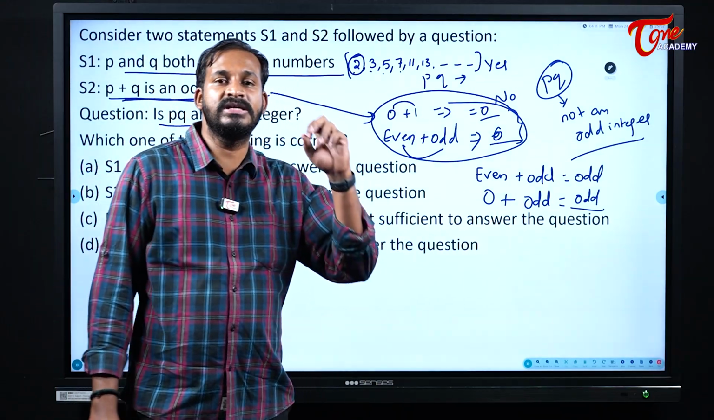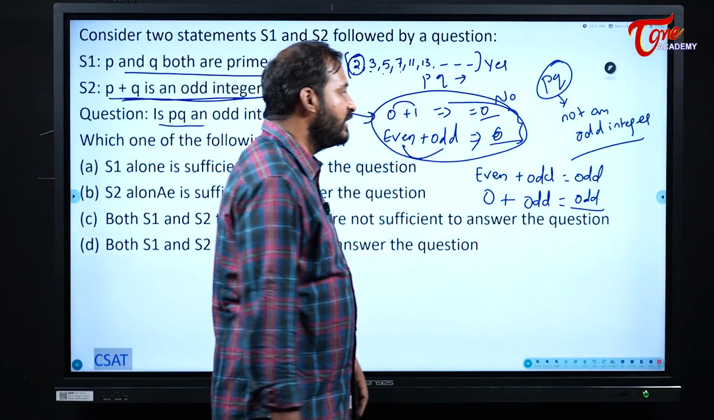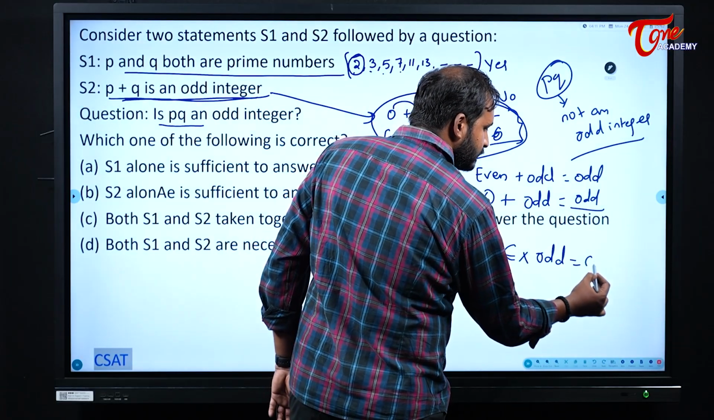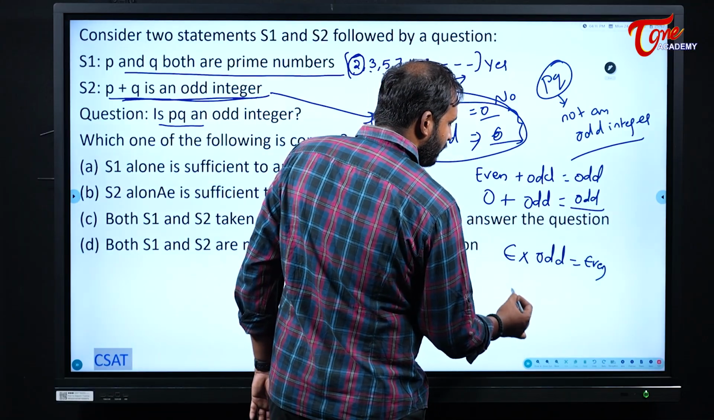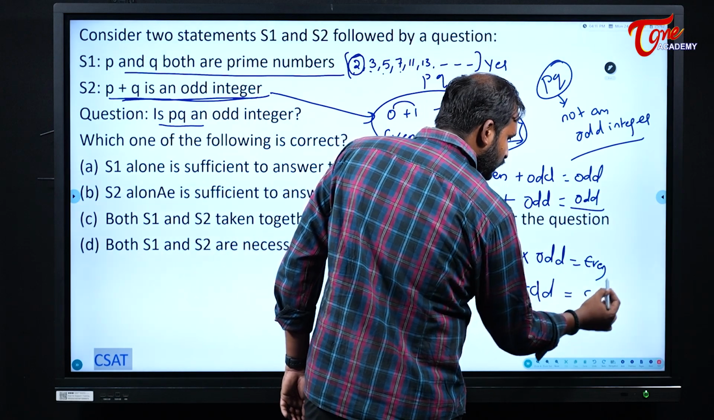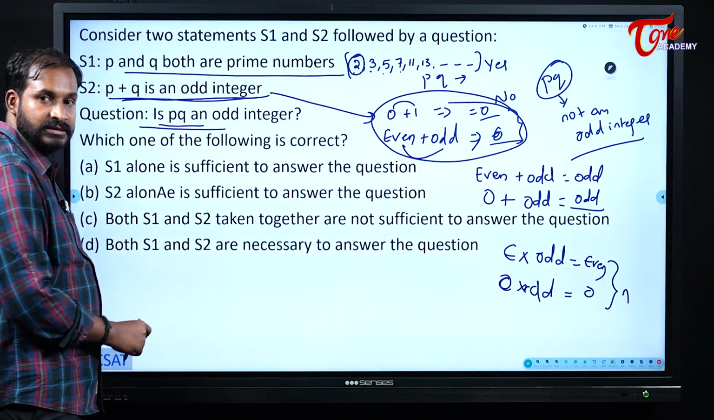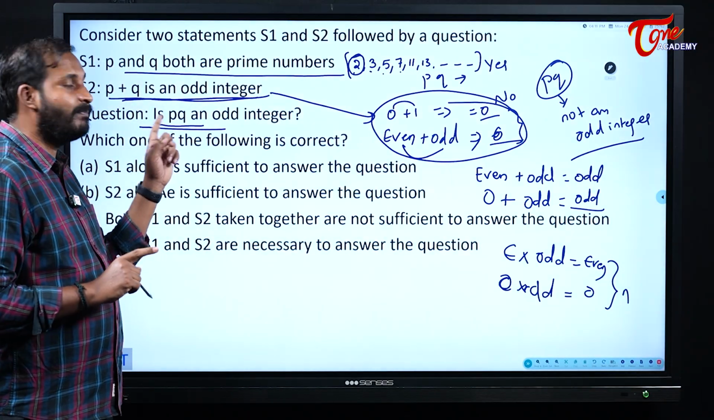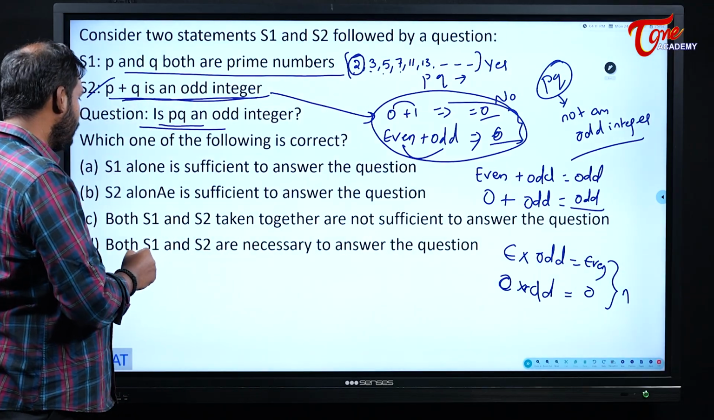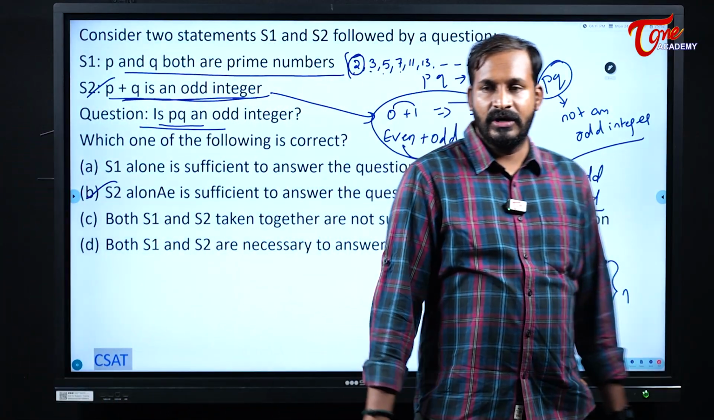0 with an odd number, what is the resultant we will get? The product will be 0. 0 is also not an odd integer. That means when I multiply even with odd, the output is even. When I multiply 0 with odd, what is the output for me? 0. This one is also not an odd integer. That means PQ is not an odd integer. I can tell my answer, right? I can always say that PQ is not an odd integer by using the second statement. So, statement 2 alone is sufficient to answer the given question.